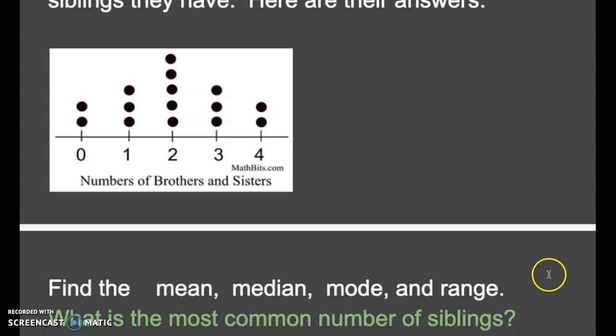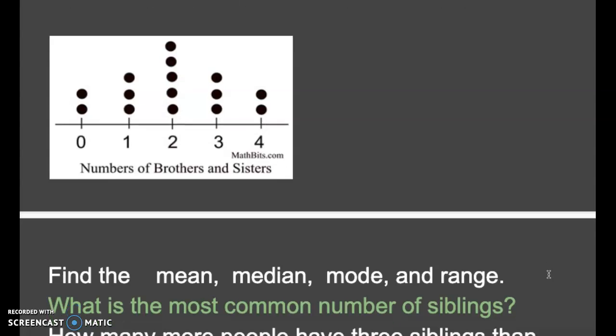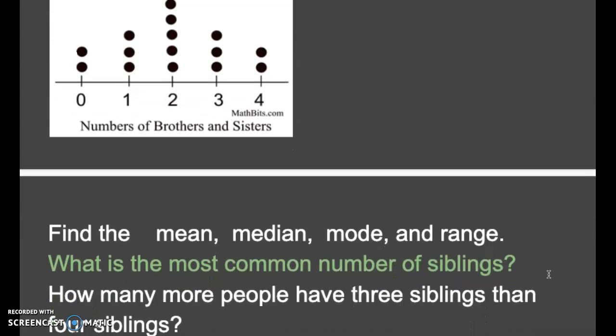What is the most common number of siblings? And how many more people have 3 siblings than 4 siblings?